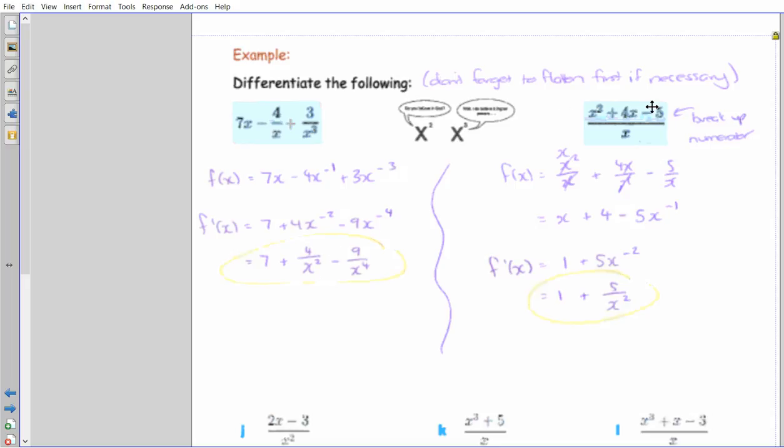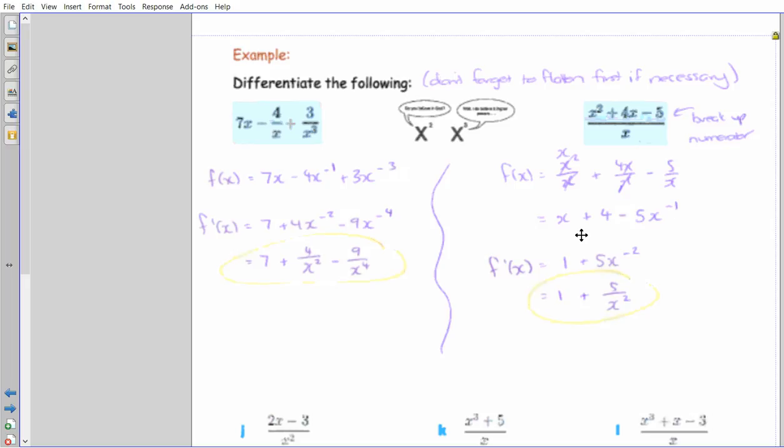Here's another one where the numerator needs to be broken up first. So before we even flatten, break up the numerator, make it x squared over x plus 4x over x minus 5 over x. And then I've started to cancel down. X squared over x just cancels down to give you x. 4x over x, the two x's cancel down to give you plus 4. And you've got minus 5 over x. So that becomes x plus 4 minus 5 over x. And remember, you can flatten it by making it 5x to the negative 1 instead of positive 1. So minus 5x to the negative 1. Congratulations, you have flattened the function.